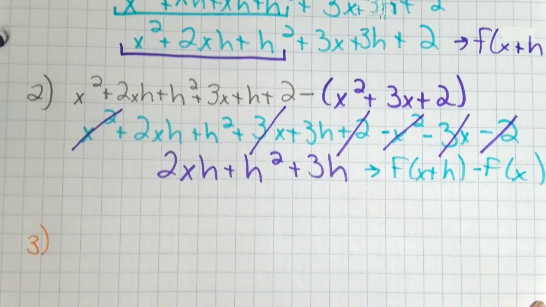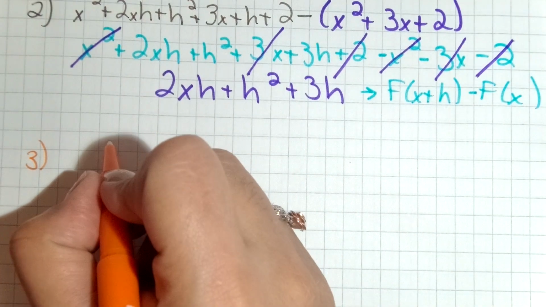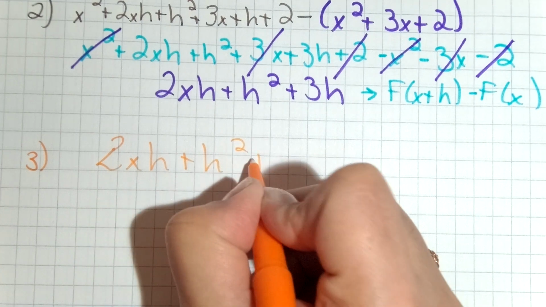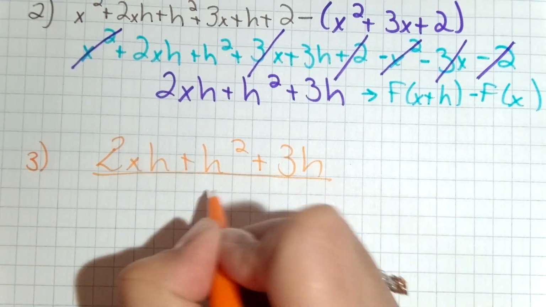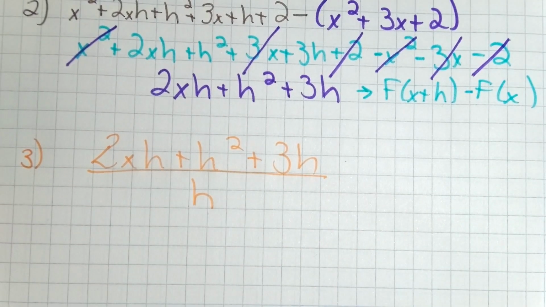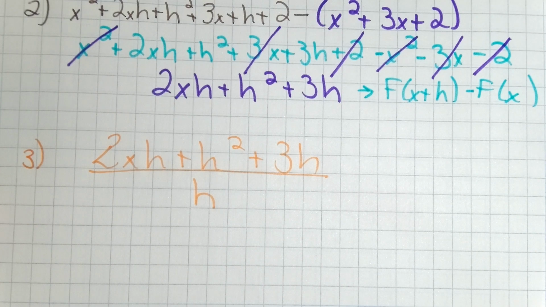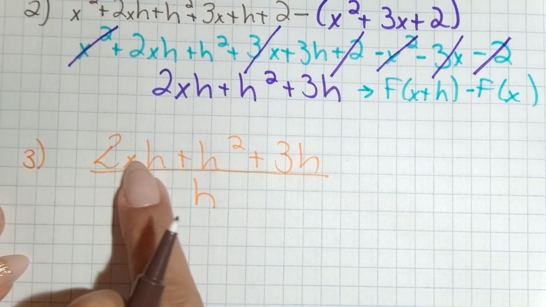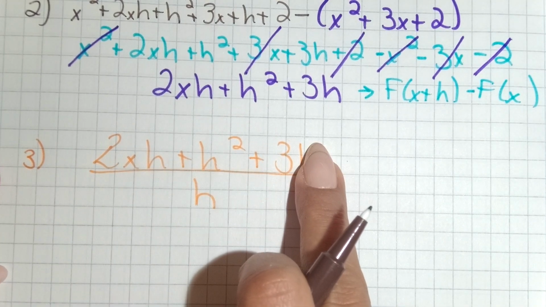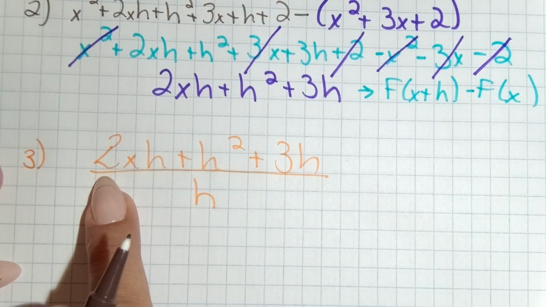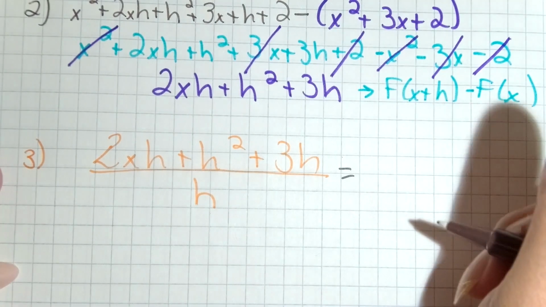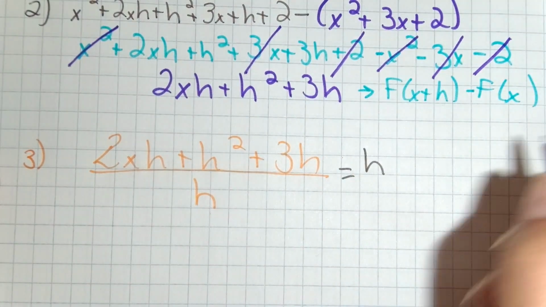Step 3 says we need to find f of x plus h minus f of x over h. So we have 2xh plus h squared plus 3h over h. Joaquin, what do we need to do at this step? Cancel out any h's. So I need to first factor an h out of these. Each of these things have an h. Right? This is why we practice factoring also. So I'm going to factor out the h.